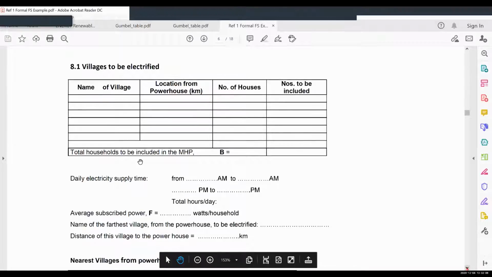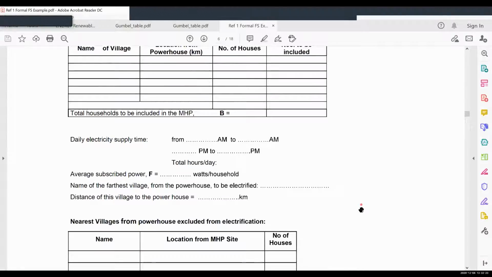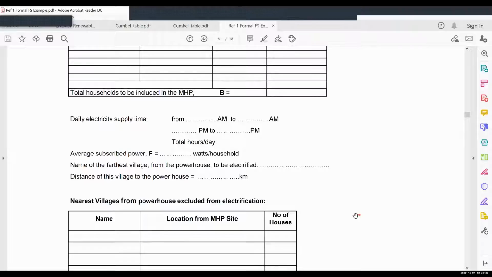Then you try to find the villages and settlements that need to be electrified. What is the name of the settlement? How far is it from the powerhouse? How many houses are there, and how many houses will be connected? Based on that, you can get an estimate of the electricity use in that area: from morning, evening, total hours, how much they would use. What is the demand per household in terms of watts? If they just use it for lighting, maybe 10 bulbs.